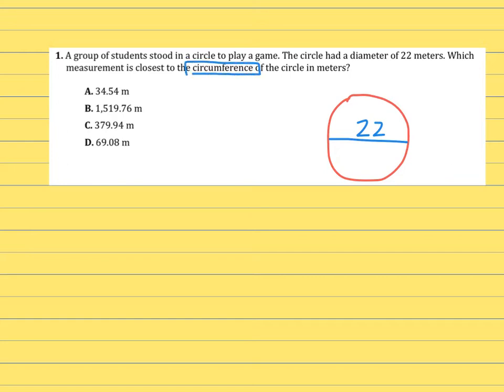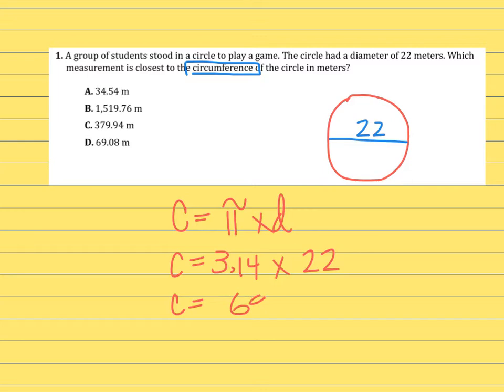The way I'm going to find circumference is just pi times diameter. We know that the pi number for us in our class is always going to be 3.14, and diameter is given to us in this question, and it was 22. I simply need to multiply those two things together. It's going to tell me the distance all the way around the outside where the kids were standing, which is 69.08, and that would mean D is the correct answer.